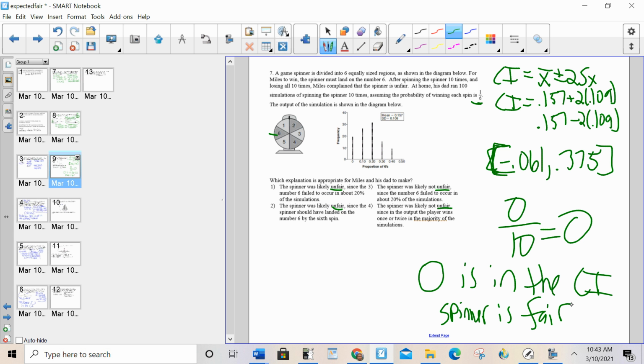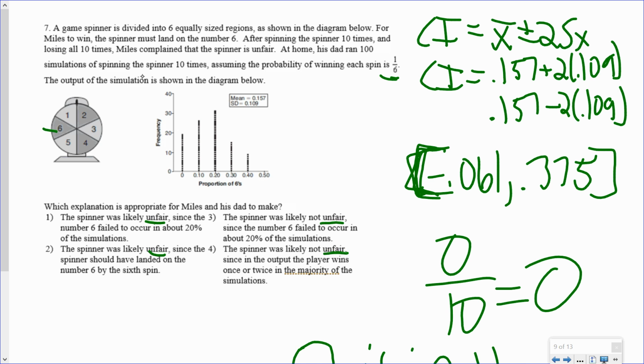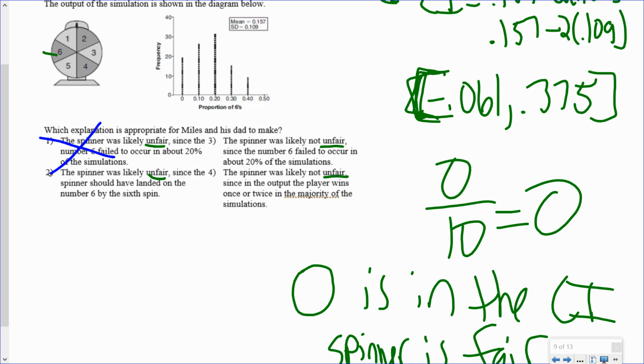The output that he got, 0, is an expected value because it's inside the confidence interval. So let's take a closer look at the choices. The spinner is fair. So it's not choice 1, it's not choice 2. So choices 3 and 4 both say it's not unfair. So let's see which one makes sense. Choice 3: the spinner was likely not unfair since the number 6 failed to occur in about 20% of the simulations. Choice 4: the spinner was likely not unfair since in the output, the player wins once or twice in the majority of the simulations.